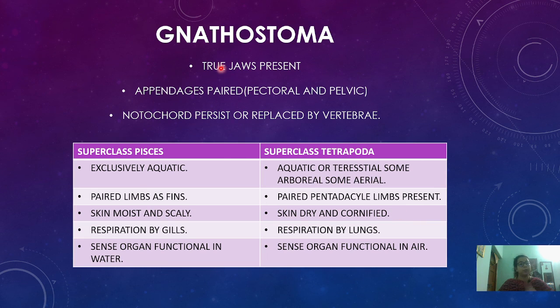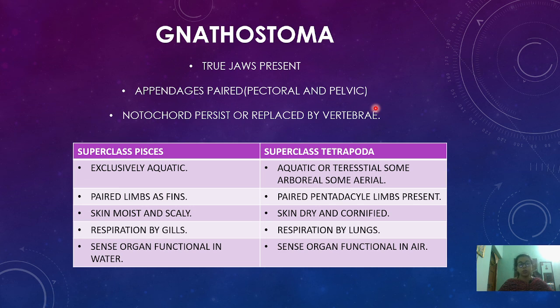Before that, we will be discussing certain characteristics of Gnathostomata, that is, what are the Gnathostomata. As we have seen, the Agnatha are the jawless vertebrates, but in Gnathostomata true jaws will be present, as well as appendages, both pectoral and pelvic, and the notochord will persist or be replaced by the vertebrae. In Agnatha we have seen that the notochord is persistent throughout life, but in Gnathostomata the notochord may be replaced by the vertebral column at some stage of life.